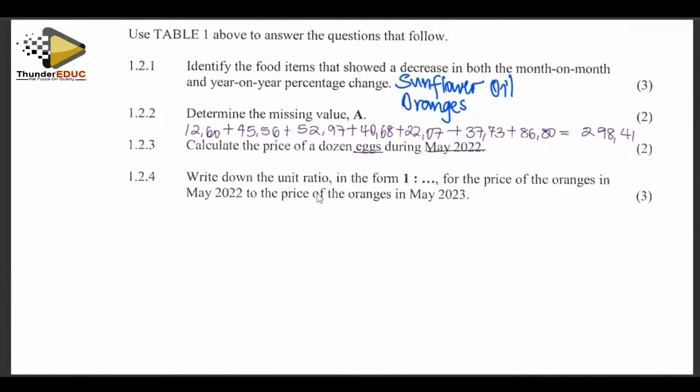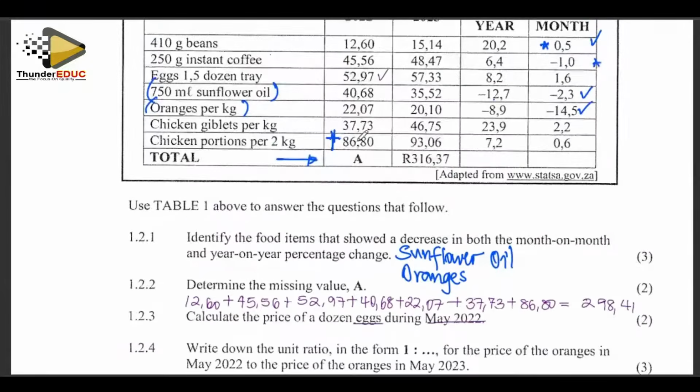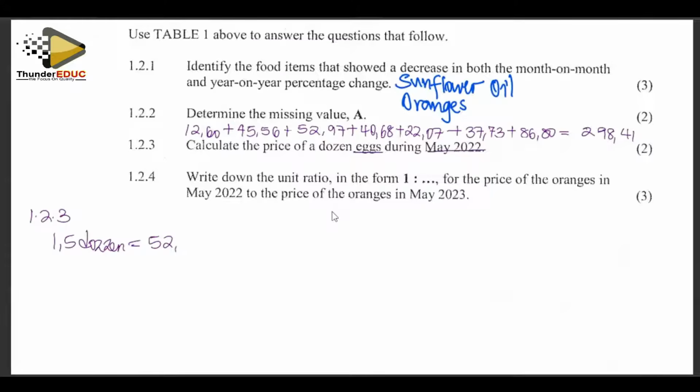All right, allow me to do this. If 1.5 dozen was 52 rands, 97 cents. Actually, half a dozen is 6, so 1.5 dozen is 18 items. So how much would a dozen be? So what about one? This is what we are looking for.